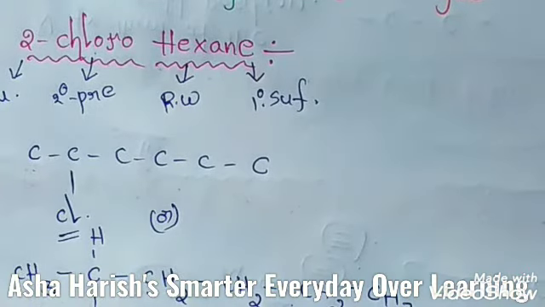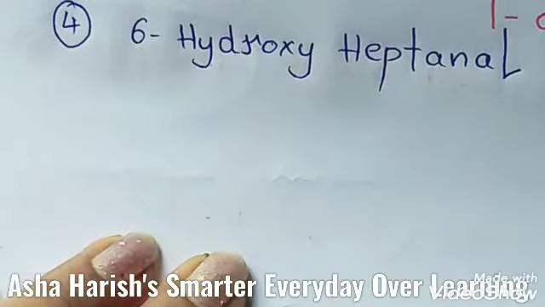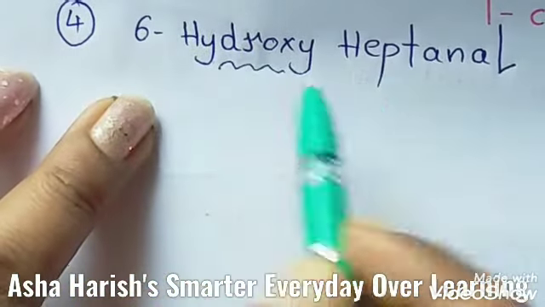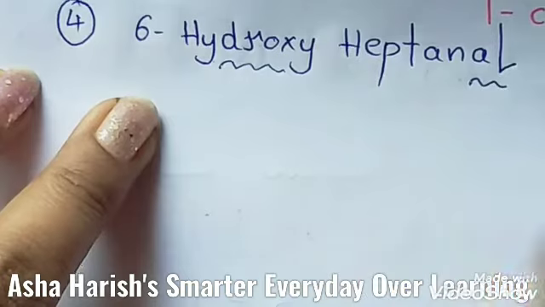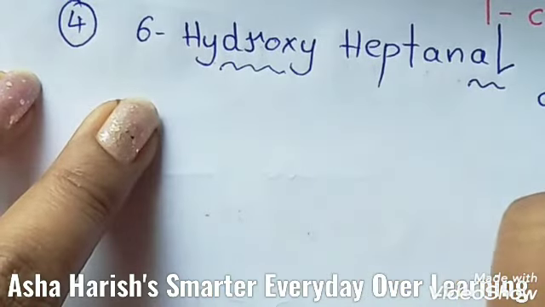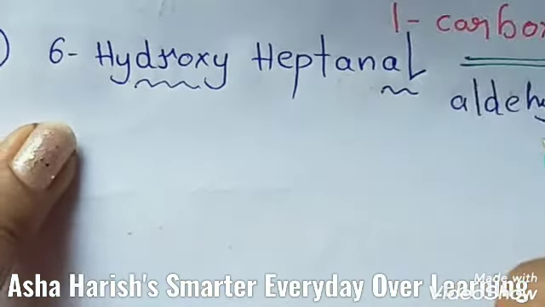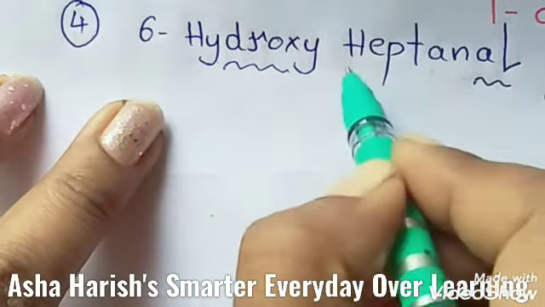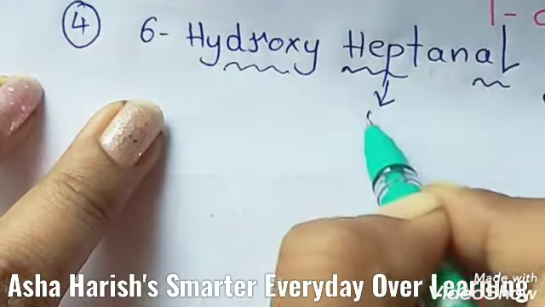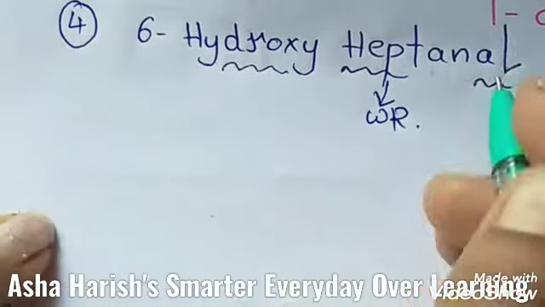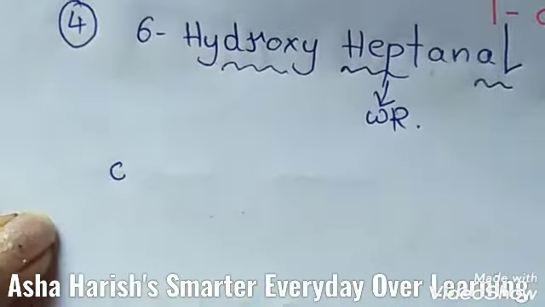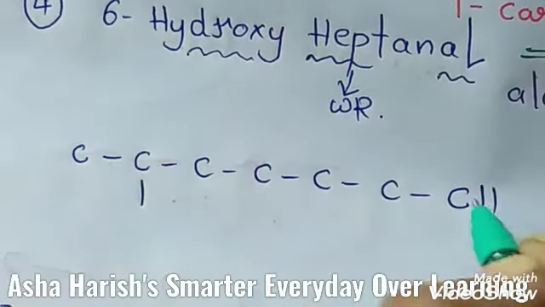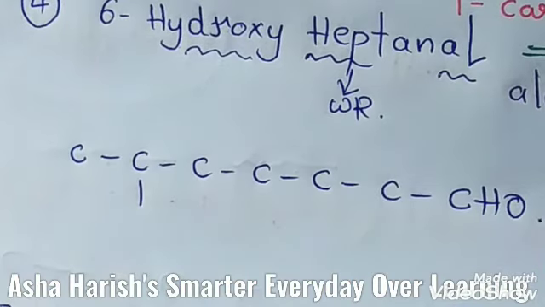Right, let's see the fourth example, 6-hydroxyheptanal. Here one hydroxyl group is located, and students, the suffix al means nothing but aldehyde group. Aldehyde group is also located here. And for 6-hydroxy, you need to identify the word root first of all. This is the word root hept. Hept means nothing but 7 carbons, 7 carbons including that group CHO, that is the aldehyde group.